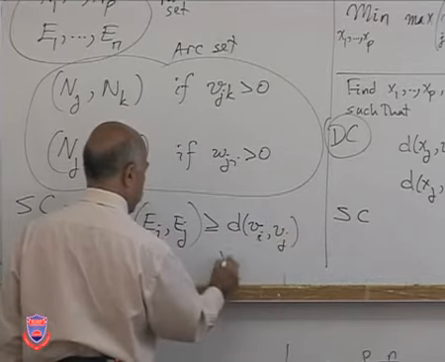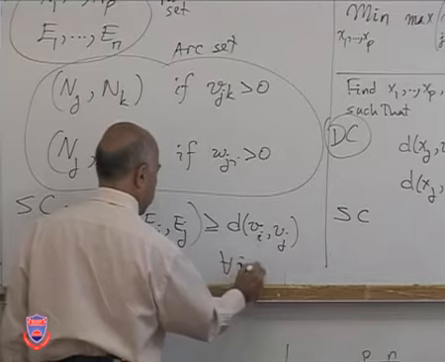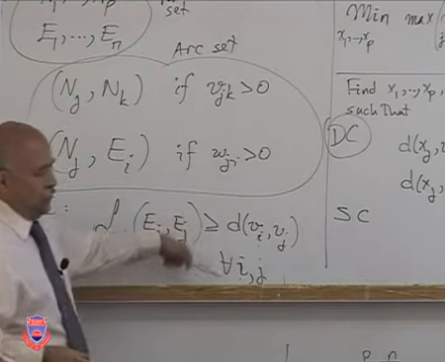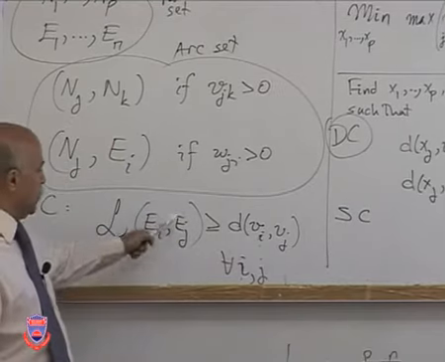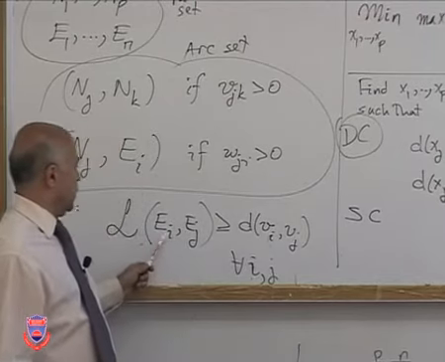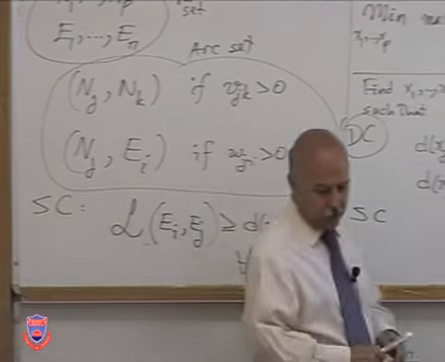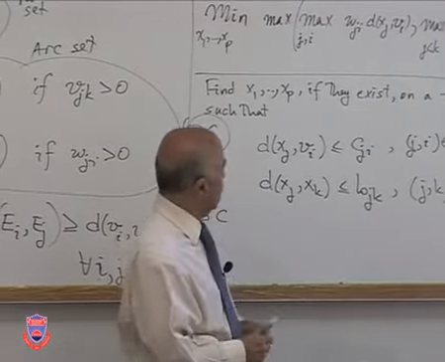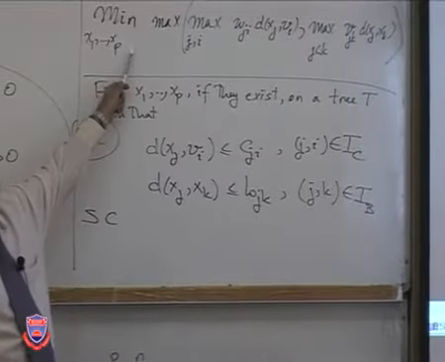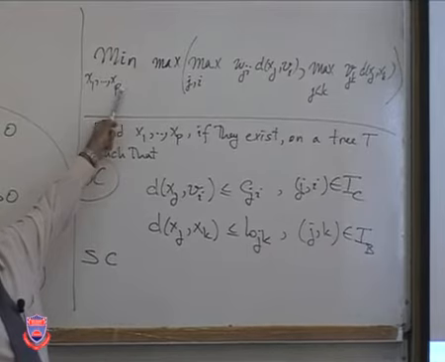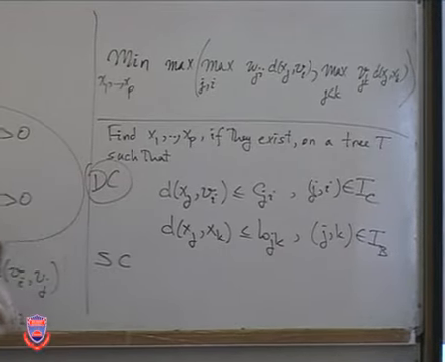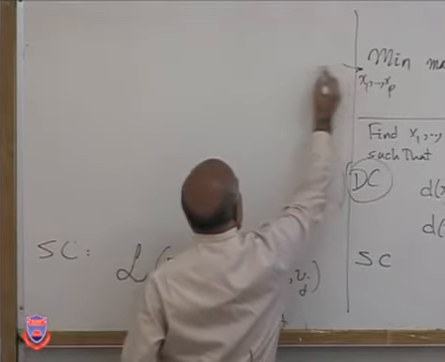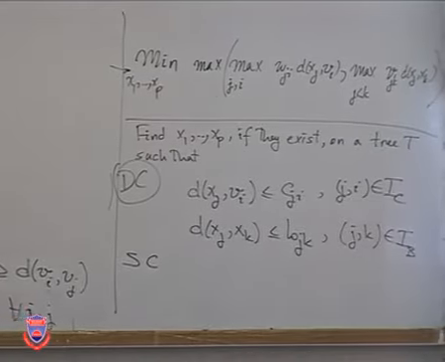And this should be true for all pairs of i and j. So if these are satisfied, you've got only order of n squared inequalities like this, and these lengths are computable a priori, of course. All right, so what's the relation between the distance constraints and that one? Turns out that this problem can be expressed in this way.